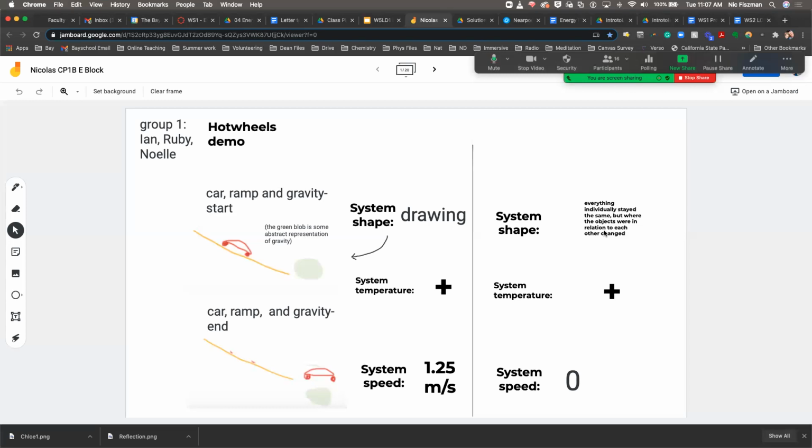Change in temperature, what do we think? They said plus and then they said plus. Do we agree with that? Gio, what do you think? Well, at least for our group, we did plus, and then for the second one, we did slightly less, just because if the car is moving, it's going to start heating up after a while, and then once it stops, it's going to cool down.